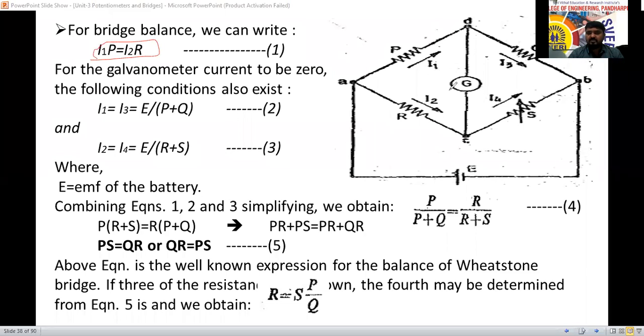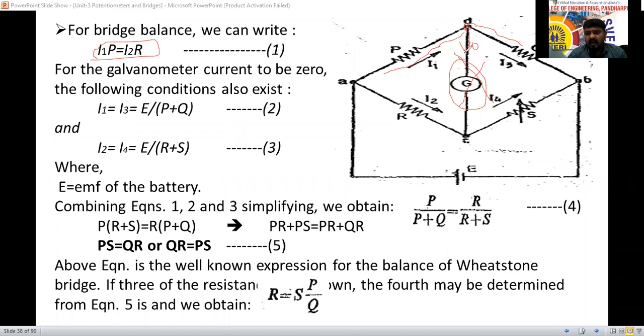If the bridge is balanced, then null detection is there, so the current flowing through this point will be zero. On that condition, the current I1 is flowing here, up to this point. Now when the current flowing here is zero, then all the I1 current will flow through the Q resistance also. Yes or no? The same I1 will flow through the Q also. I'm waiting for your response. Yes, sir.